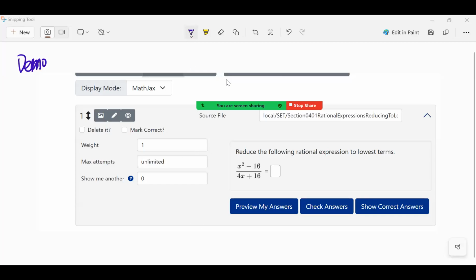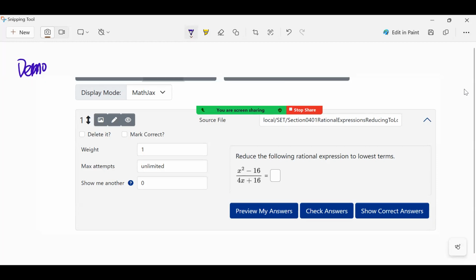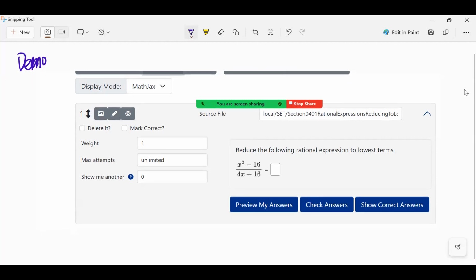This computer. Yes, I'm recording this right now. So later on, when I finish producing this video, then we can review it. But this is a demo. You're going to get a chance to practice a similar question in a second.